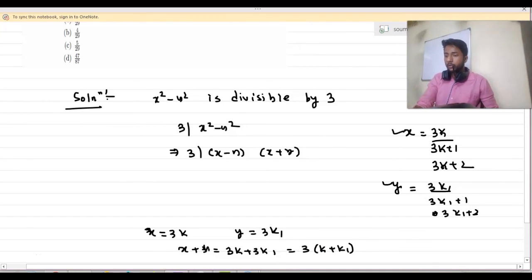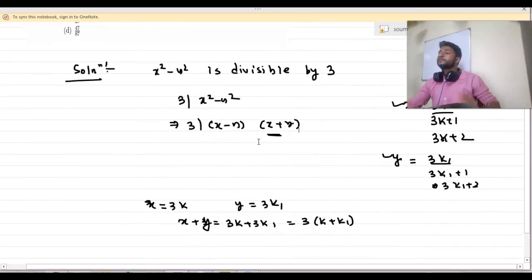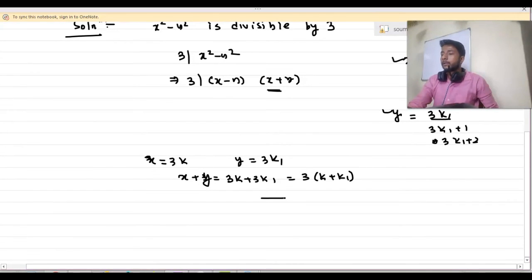So I can say that x plus y is also divisible by 3, right? If x is divisible by 3 and y is also divisible by 3, then x plus y is divisible by 3. If x plus y is divisible by 3, I can say that x square minus y square is also divisible by 3. So if x is divisible by 3 and y is divisible by 3, then x square minus y square is also divisible by 3.